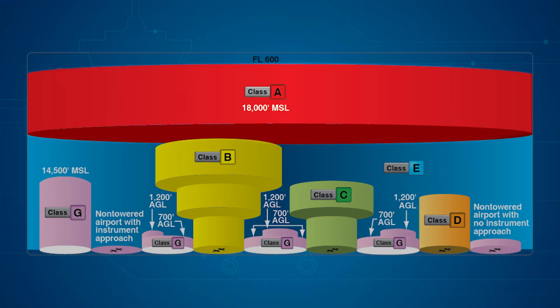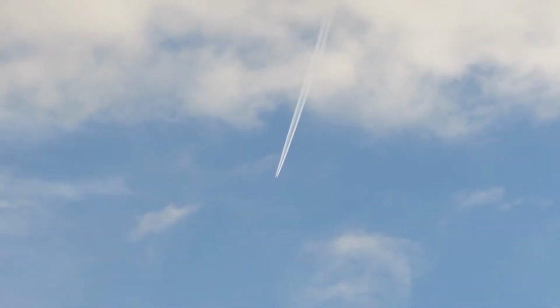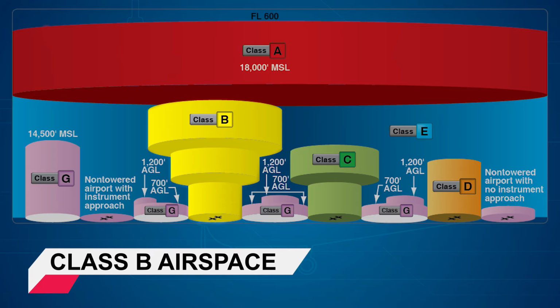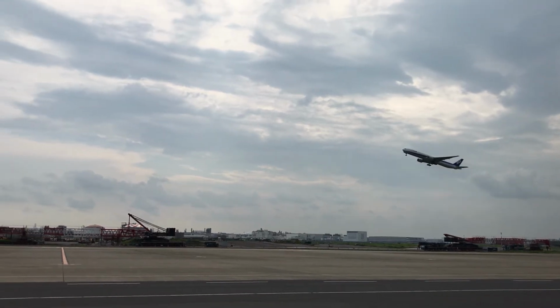Class A airspace is where most of the airliners fly. Because it does not reach the surface, it is not shown on the chart. Class B airspace is busy. It surrounds the nation's busiest airports. These airports always have a control tower and a variety of other air traffic controllers to assist planes as they depart from or arrive to the airport.